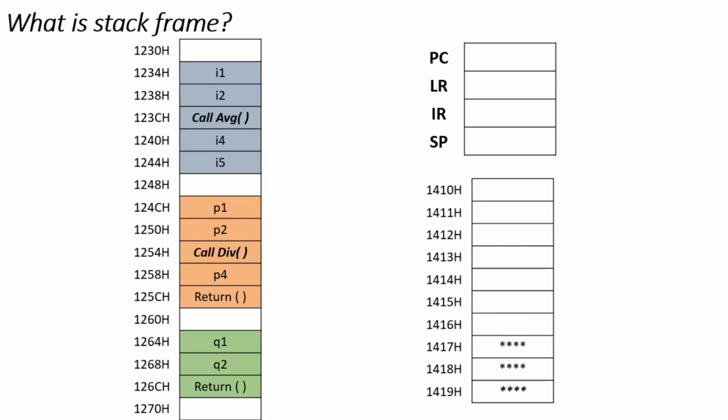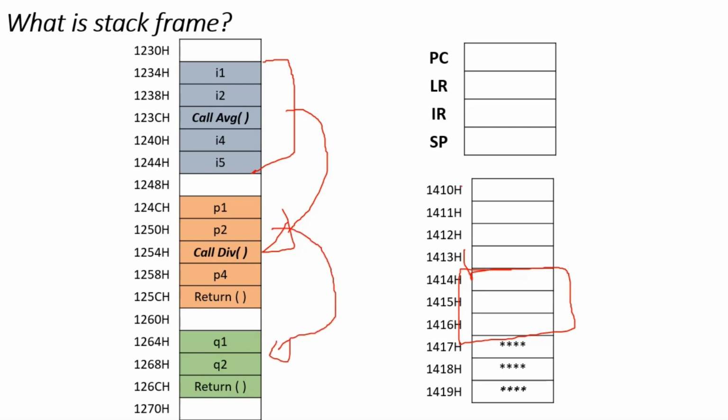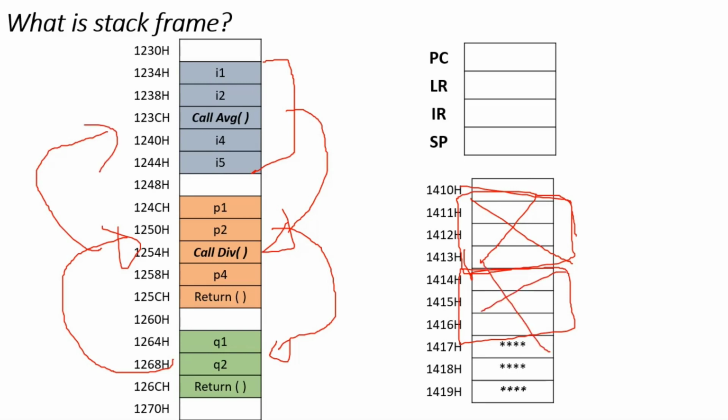Now what happens when nested subroutines are called? During a nested subroutine call, when the main function calls the average function, one stack frame is created with the return address and all other information. When the average function calls the divide function, one more stack frame is created. When we go back from divide to the average function, that stack frame is removed from the stack. When we go back from the average function to the main program, one more stack frame is removed from the stack. Now apart from the return address, let us see what the contents of a stack frame are. Let me explain.